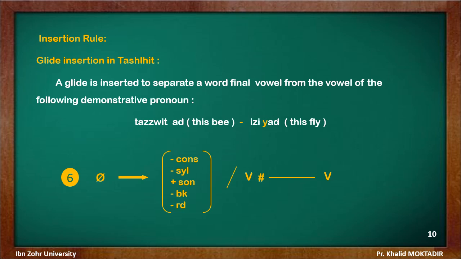So the glide is inserted right there. Insert this glide. Look at this symbol for insertion. It's the reverse of deletion. We insert the glide minus consonantal, minus syllabic, plus sonorant, minus back, minus round. That's the glide y in this position. In word's initial position to separate two vowels.